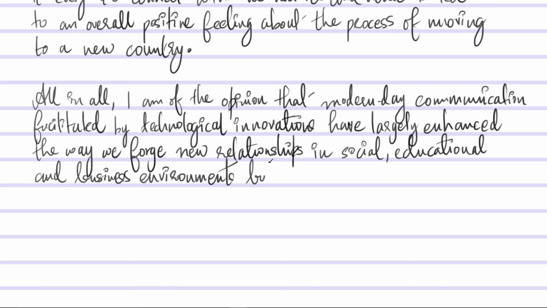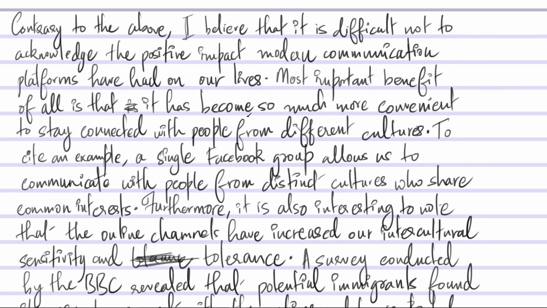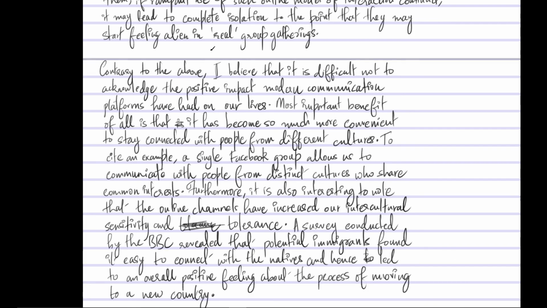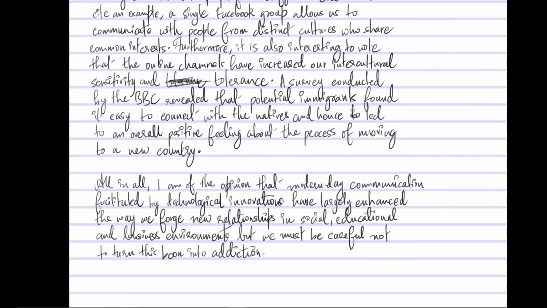But we must be careful not to turn this advantage into addiction. So that's a conclusion in favor of technological developments that have improved communication.